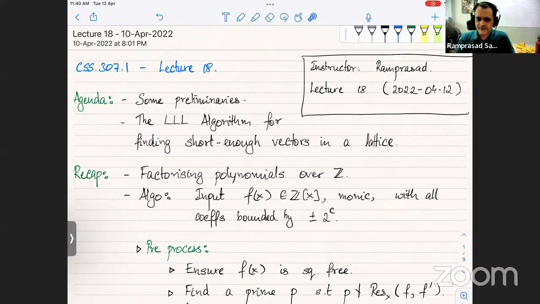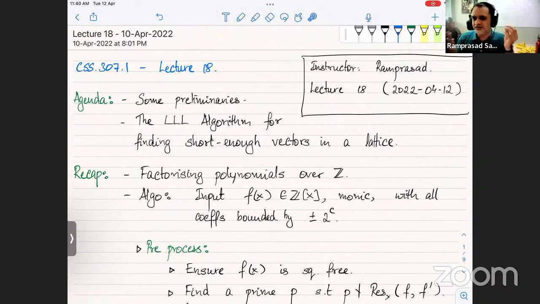Okay. So what we were doing was trying to come up with factorization algorithms for polynomials where the coefficients were integers. To make life simple, let's say that somebody provided you a monic polynomial, by which I mean that the coefficient of the highest degree term is 1. But I also tell you that all the other coefficients are not too large, in the sense that it requires roughly C bits to tell you what the coefficients are.